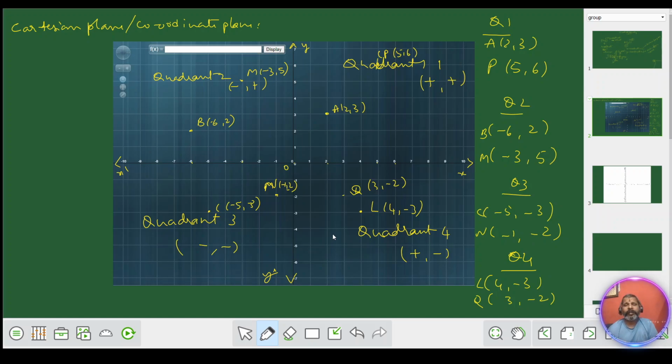For example, how it will be asked for 1 mark: what is the distance of point P of 3 comma minus 5 from the y axis? I say this is for 1 mark.